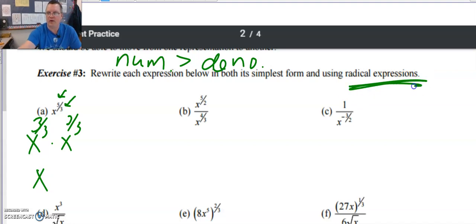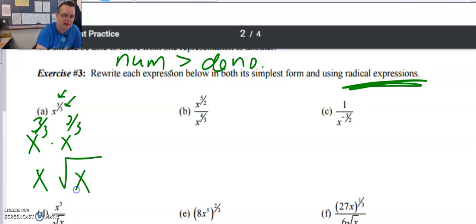And we want radical expressions. So then, what happens here is you have 2 and 3. So it's x times the cube root of x squared. Use your calculator.